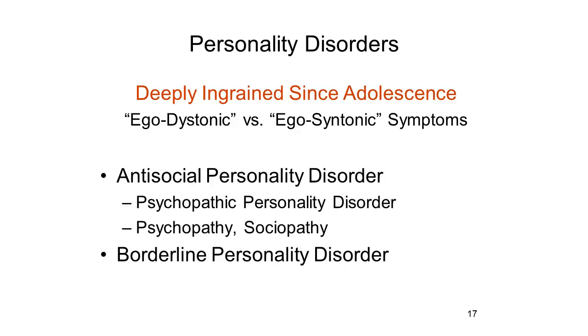Ego-dystonic symptoms are experienced as alien, as unwanted, as not right by the patient him or herself. The symptoms of the psychoses and neuroses are ego-dystonic in that sense because the person with schizophrenia is disturbed by the hallucinations. The person with depression is disturbed by the fact that he or she is depressed. The obsessive compulsive wants to get rid of her obsession and compulsion.